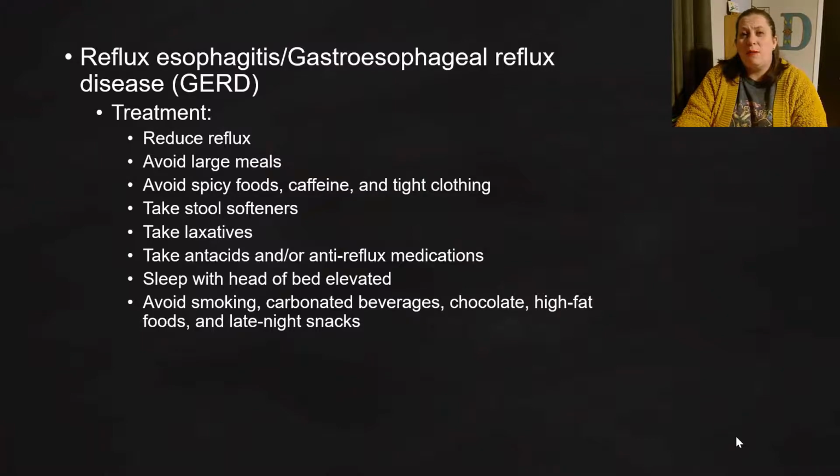Some things that could help reduce your risk of developing this would be avoiding smoking, limiting your carbonated beverages, decreasing the amount of chocolate, getting rid of some of those high fat foods that you may have in your diet, and don't eat late night snacks. Another thing that could be helpful is weight loss or controlling your weight. A lot of times when people have extra weight that they're carrying, their reflux tends to be worse just due to the pressure from that extra weight.